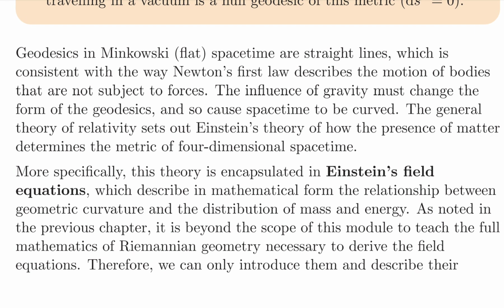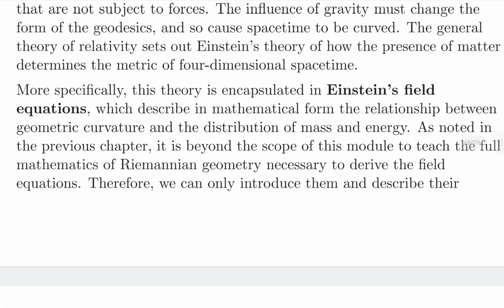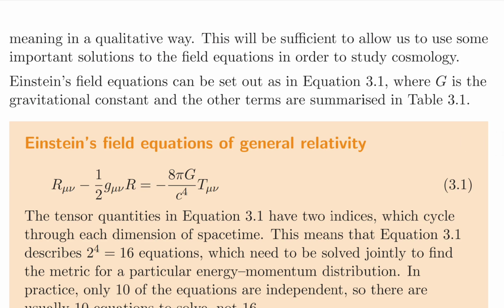The general theory of relativity sets out Einstein's theory of how the presence of matter determines the metric of four-dimensional spacetime. More specifically, this theory is encapsulated in Einstein's field equations, which describe in mathematical form the relationship between geometric curvature and the distribution of mass and energy. As noted in the previous chapter, it is beyond the scope of this module to teach the full mathematics of Riemann geometry necessary to derive the field equations. Therefore, we can only introduce them and describe their meaning in a qualitative way.